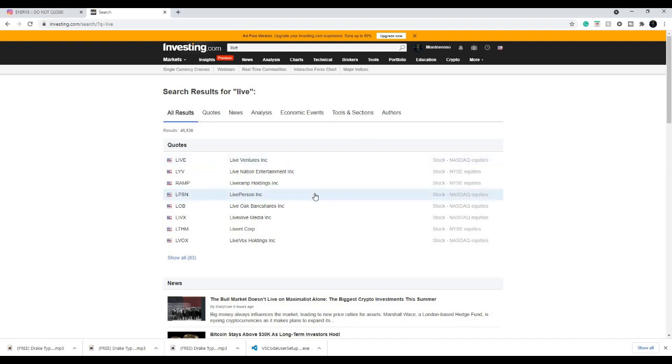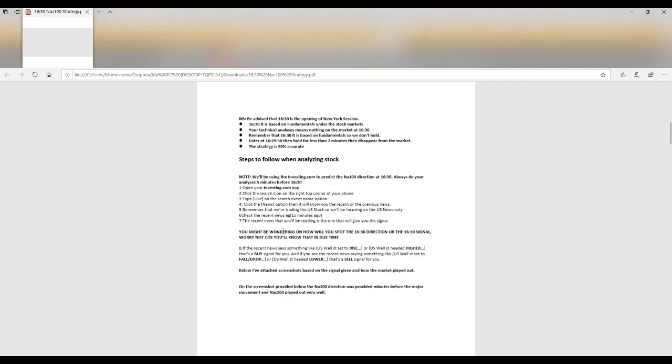But for those who are using mobile, we need to go back to the strategy. Remember that we are trading the US stock, so we'll be focusing on US news only. We are trading US stock, not Canada, not Japan, not Hong Kong. We are focusing on US stocks for the result at 4:30. So we're only trading US news. So what's the next point? Check recent news from 15 minutes before, or 15 minutes ago. That's the result that's going to tell us the direction of the move. The recent news that you'll be reading is the one that will give you the signal.